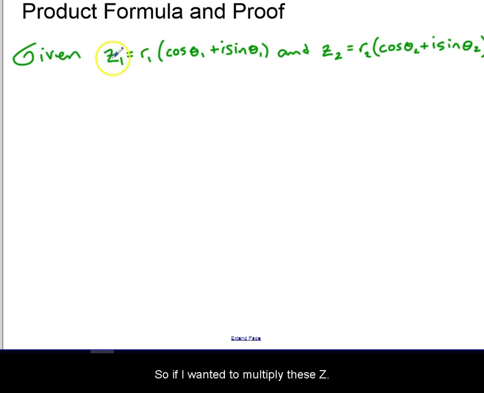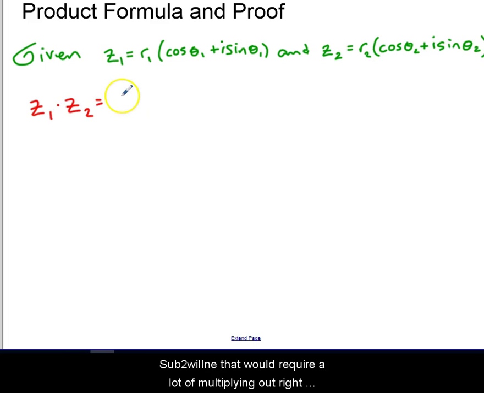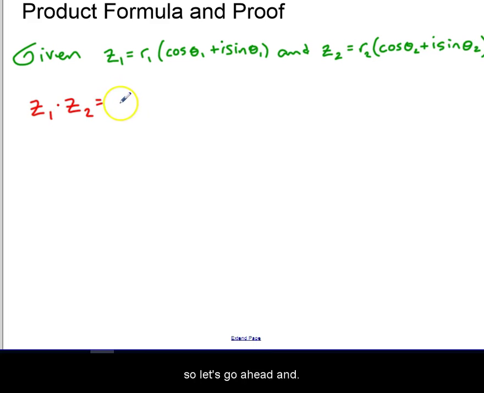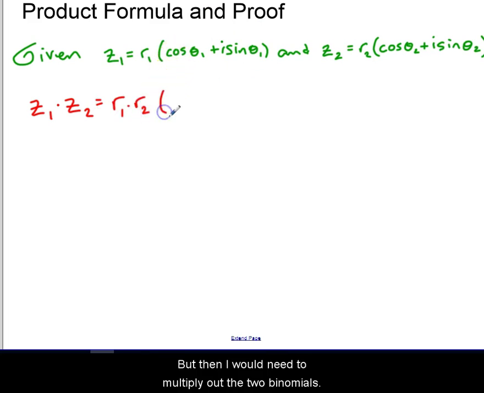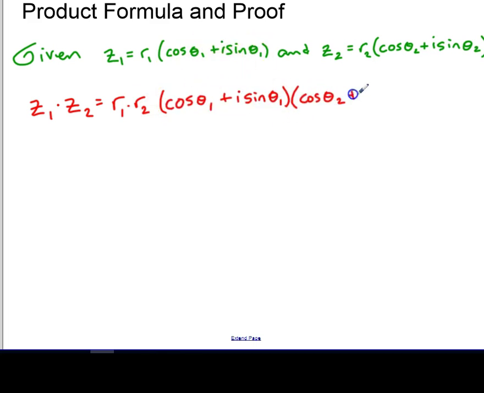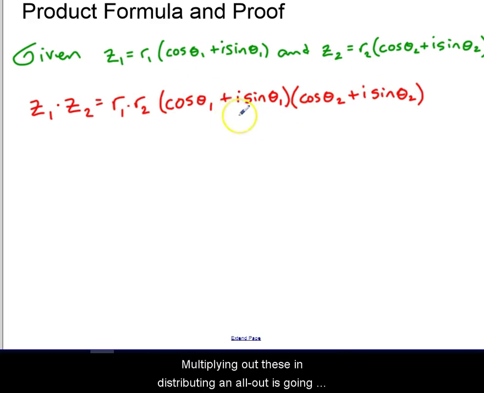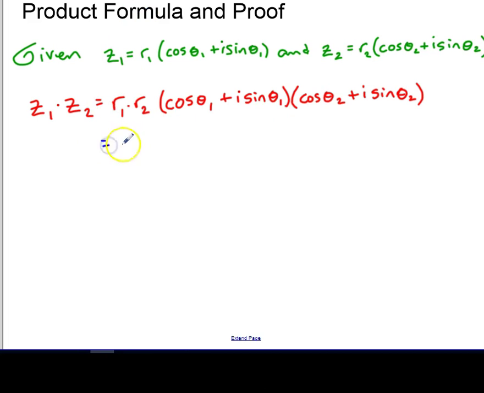Okay. So if I wanted to multiply these, z sub 1 times z sub 2, well, that would require a lot of multiplying out, right? So let's go ahead and multiply out. Well, of course, I would multiply the two radii, but then I would need to multiply out the two binomials. Multiplying the two radii is a piece of cake. Multiplying out these and distributing it all out is going to be a little cumbersome. This is what we're going to have to do here in this proof.